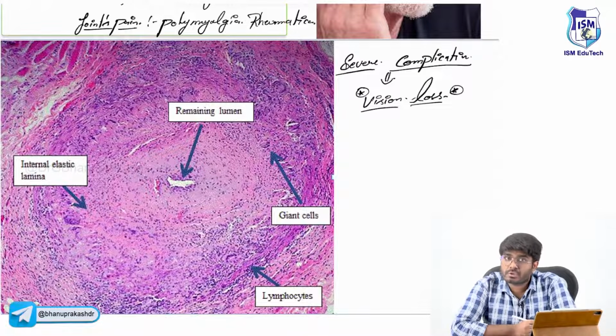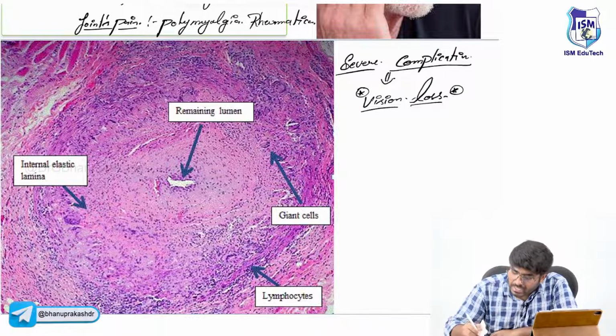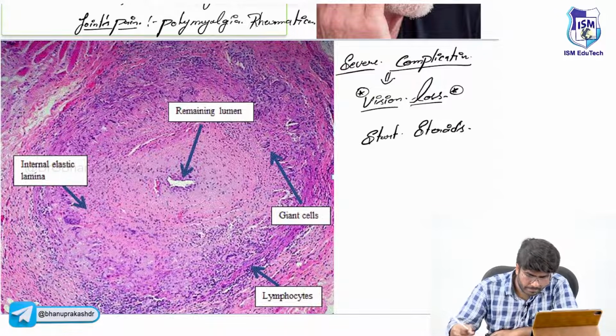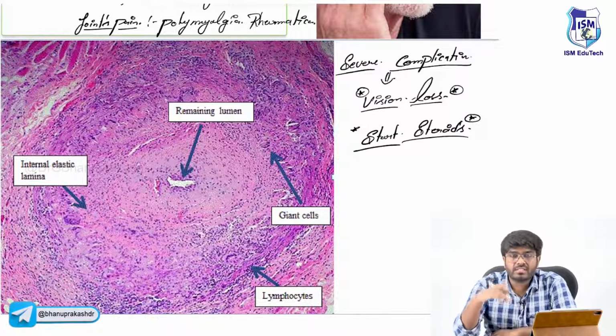So whenever a patient comes to you, and you diagnose that this patient is having temporal arteritis, and if she is having blurring of the vision, okay, if she is having any visual abnormalities, then immediately start steroids. Okay, so immediately start the steroids. Why steroids? Okay, why we have to give the steroids? Because steroids are anti-inflammatory. They are going to stop the inflammation.